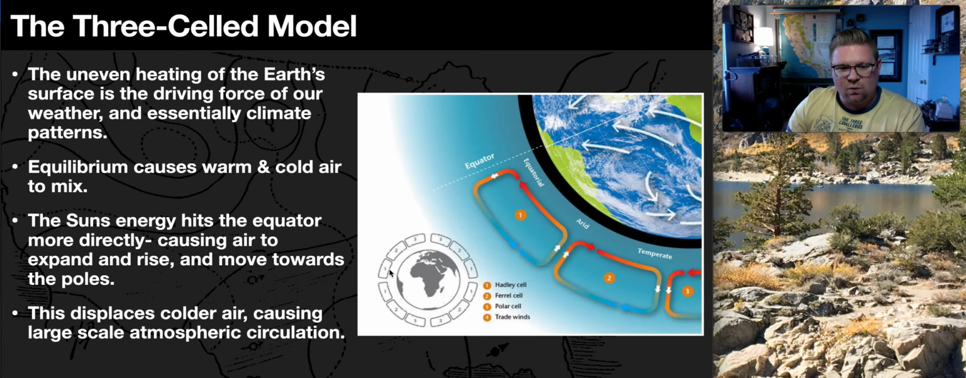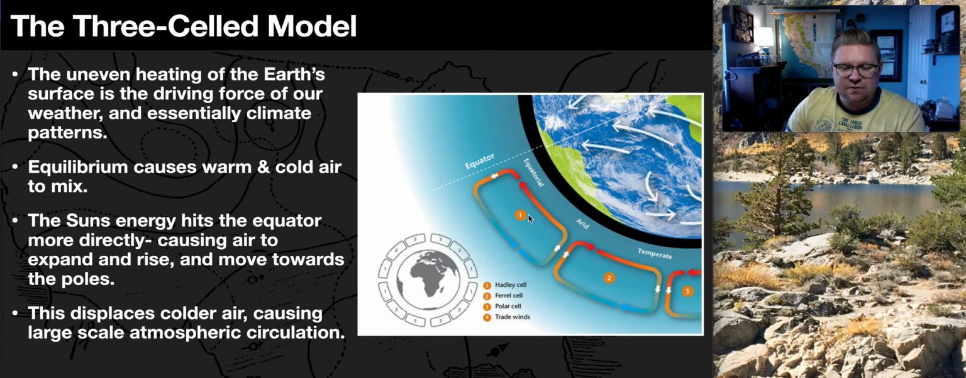Here we see the number 1 cell represents the Hadley cell. We have a Hadley cell that starts at the equator and terminates at 30 degrees north, and this tube wraps all the way around the Earth. Then we have a Ferrel cell, which is represented by the number 2, and then we have the polar cell here that's represented by number 3. So this is from 0 to 30 degrees, 30 to 60, and 60 to 90 degrees. Then there's a second set that goes all the way down to the South Pole.